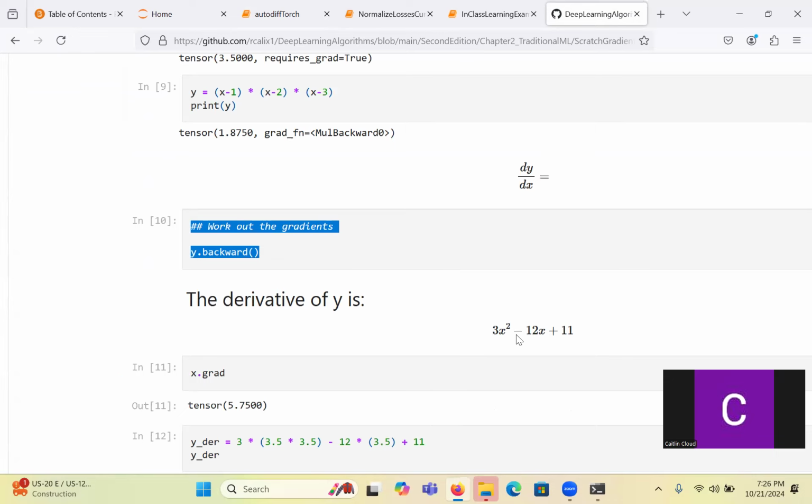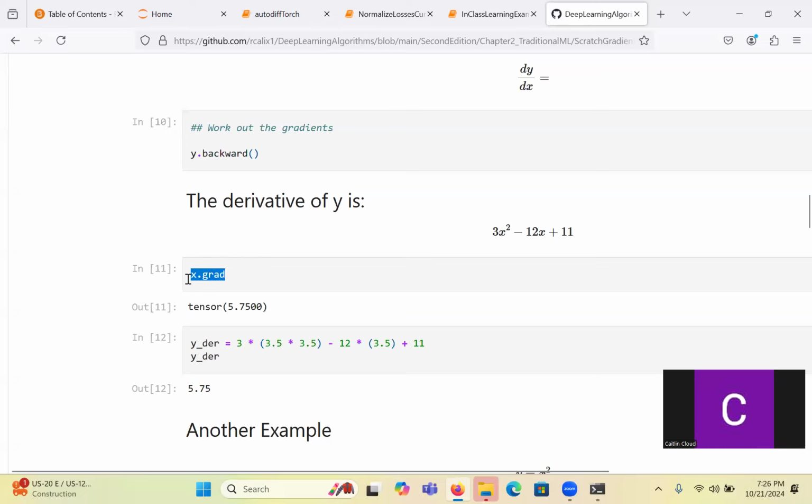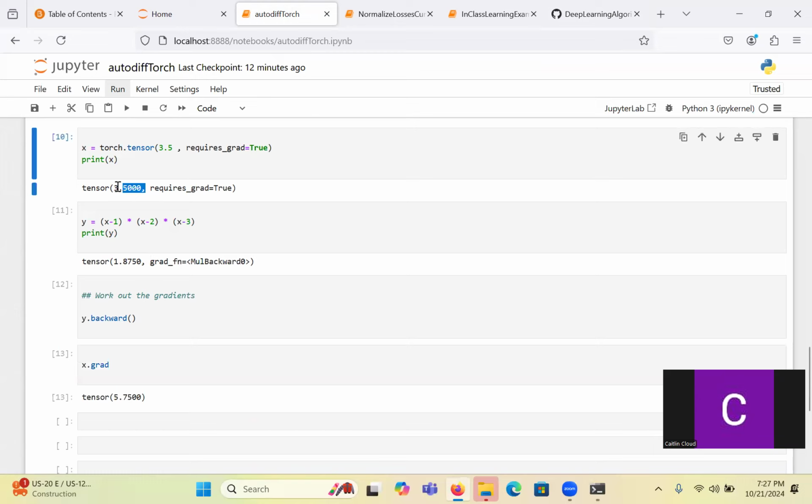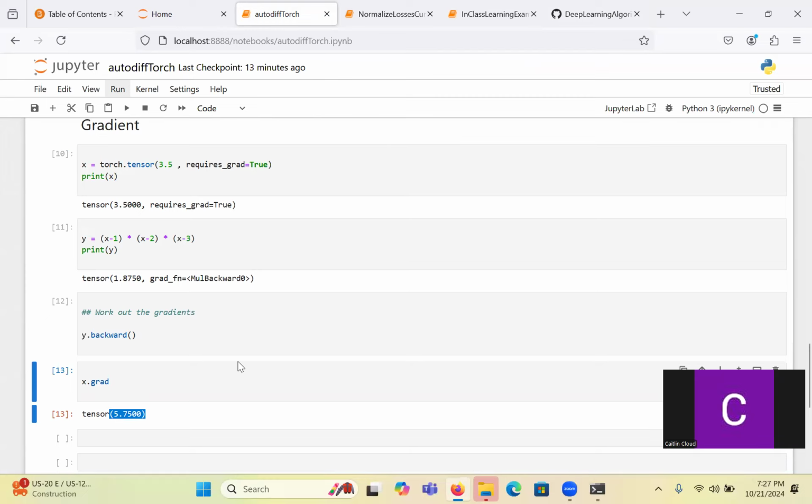So what I mean by that is, notice I'm going to grab x.grad, right? x is 3.5, the original one. But when I do x.grad, it is not the same number. Look, this is 3.5. This is 5.75. Why? Because that value is the value going through the other function, right? So not 1.875, but 5.75.